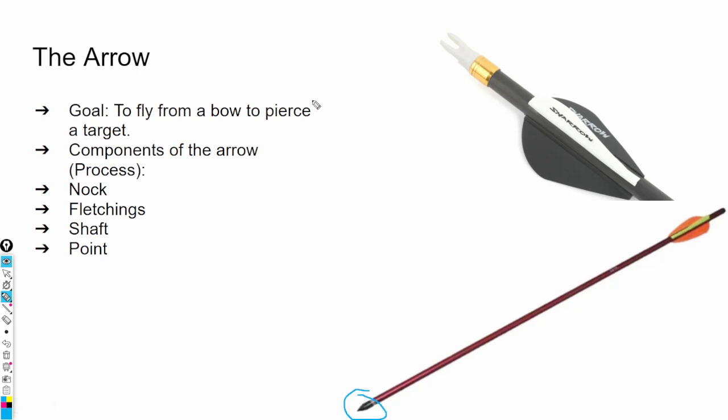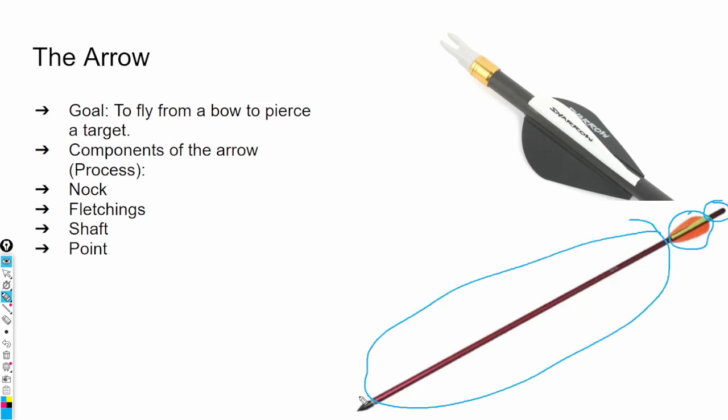And then the last thing is going to be the point, the bullet point. And the bullet point is used to pierce the target, right? If we don't have the bullet point, then it's very unlikely that it's going to do anything, even if it does reach the target. So the cool thing is that every part of the arrow serves a purpose. Everything is in alignment. And there is no arrow if we don't have all of these components together.